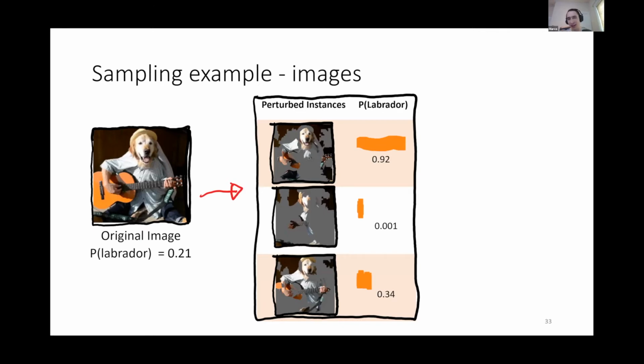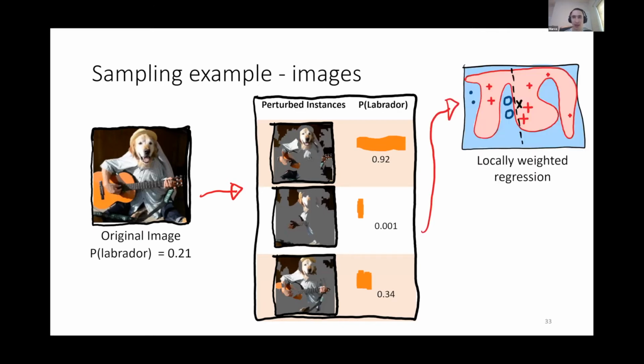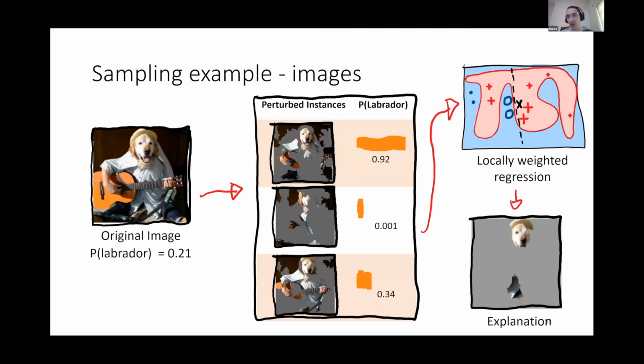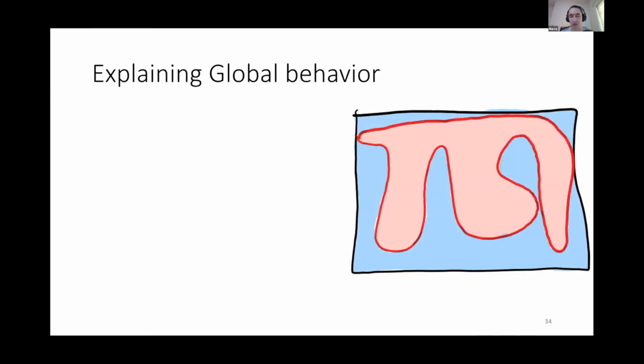And you do this again and again until you get a data set. And then you weigh that data set according to how close it is to the original image. So the more you hide, the further you are. And then you produce an explanation from that. Basically, that's saying the dog's face is really important for a prediction here. So this is an example of sampling and perturbing.